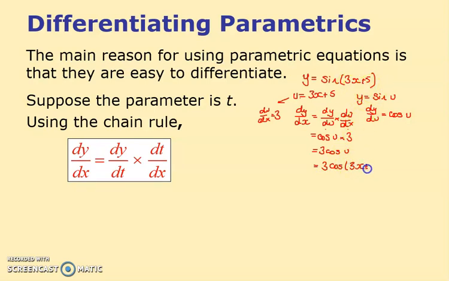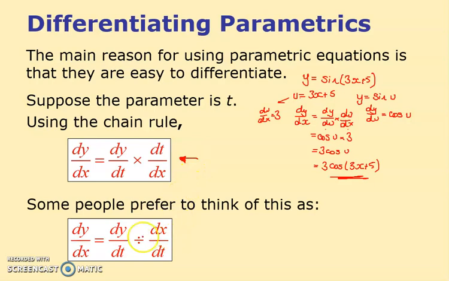Now that is the posh way of doing it. In actual fact, I've taught you not to do any of that. I've taught you just to pretend it's sine of x, in which case it becomes cos of x, but then you have to bring that 3 to the front, I've said. But this is the reason why, because it's really the chain rule. And we're going to use this chain rule today using differentiation of parametrics.